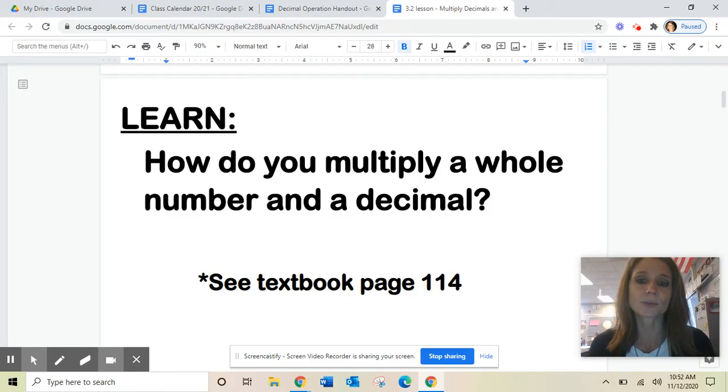We're going to use our textbook as a resource, page 114, to just see the steps, look through their example, look at the key idea, and see how this gets done. We'll pause the video while you look.